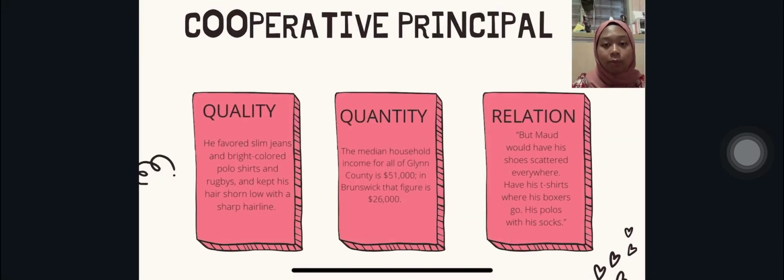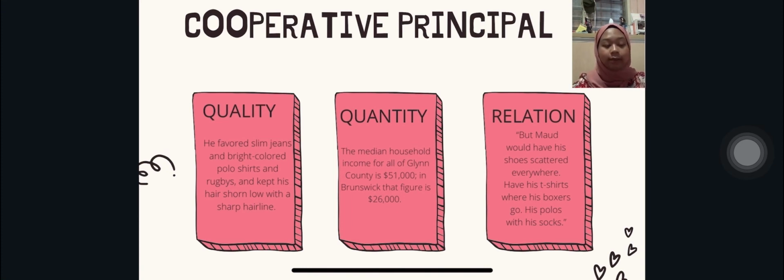Next, we have cooperative principle. In the article, we found 3 cooperative principles. First is quality. Quality is basically when the speaker is telling the truth. For instance, he favored slim jeans and bright colored polo shirts and rugbies and kept his hair short low with a sharp hairline. The speaker is telling the truth on how the person likes to dress up.